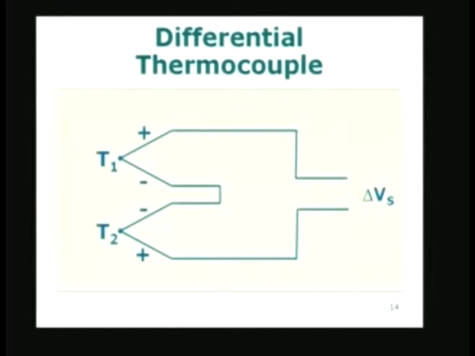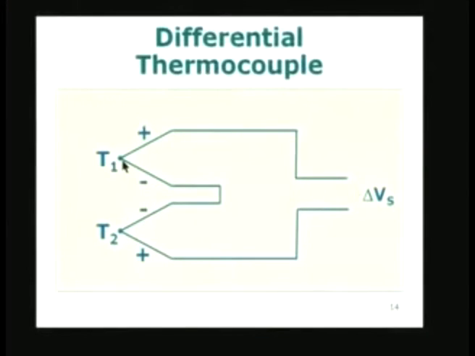What we did earlier was to increase the output. We can also do the following. We can have a differential thermocouple. What is a differential thermocouple? It measures directly the temperature difference between two junctions. Where do we use it? Why do we use it? We will just look at it.